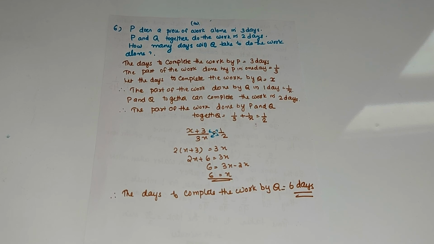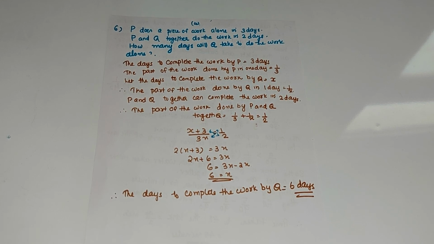Now let the days to complete the work by Q be equal to x. You take that as x. Therefore, the part of the work done by Q in 1 day is equal to 1 by x. And it is given that P and Q together can complete the work in 2 days. Therefore, the part of the work done by P and Q together is 1 by 3 plus 1 by x equal to 1 by 2.